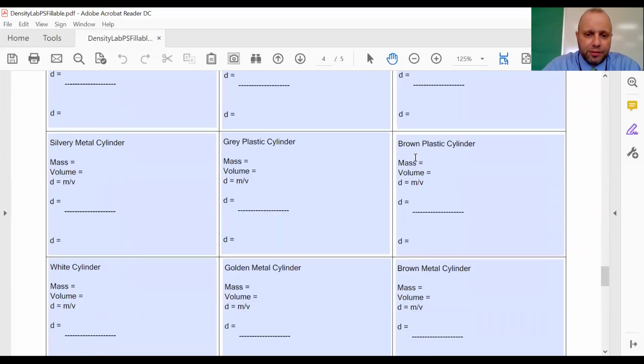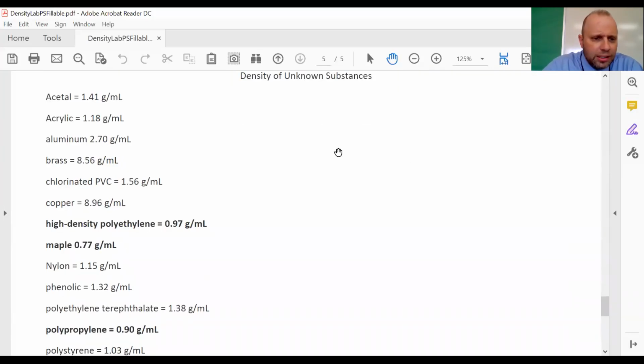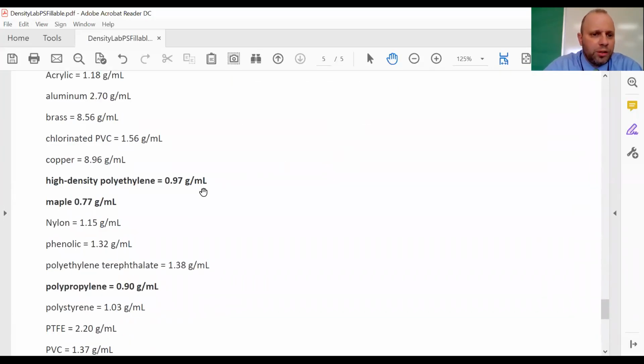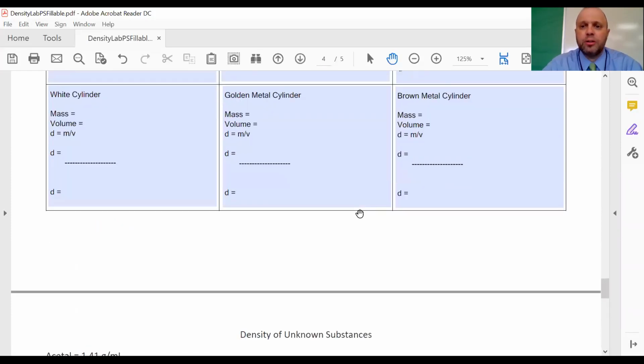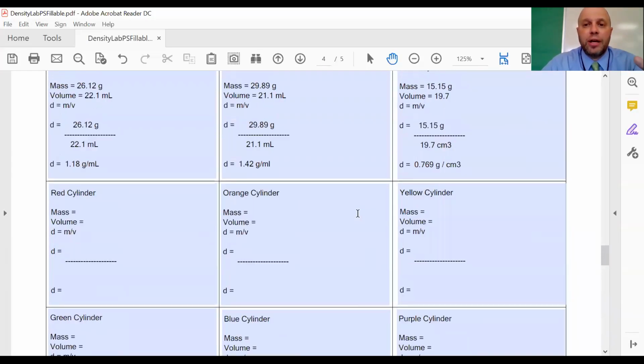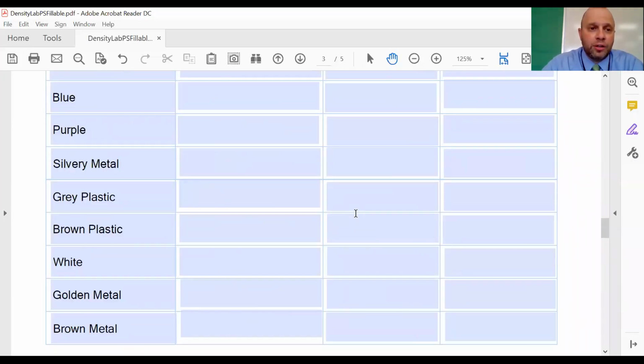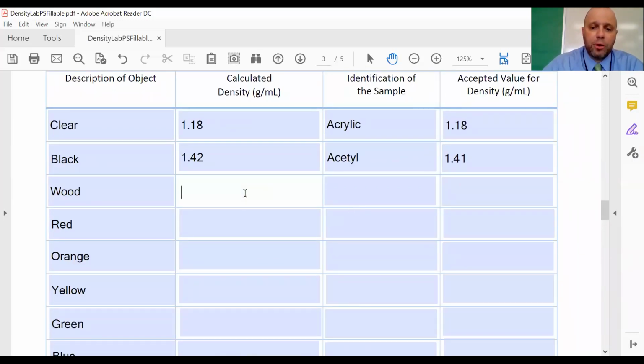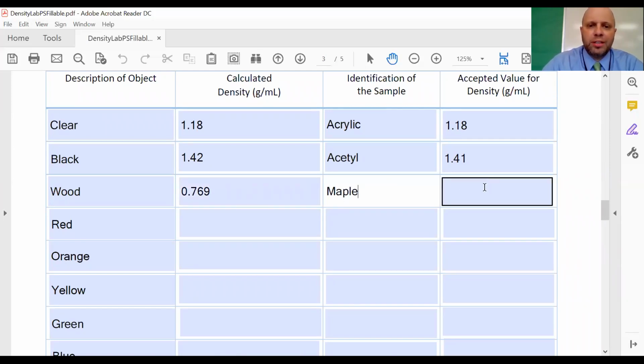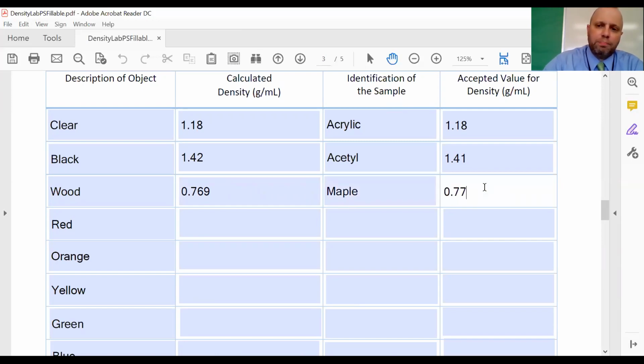Now we're going to go to the next page. We have 0.769. And if you notice, the closest one to that, which makes sense, is this maple. So that's 0.77 grams per milliliter. Again, grams per milliliter and grams per centimeter cubed are the same. They're synonymous with each other. So for the wood, we got an answer of 0.769. We said that that was maple. The accepted value is very close, so just 0.77.